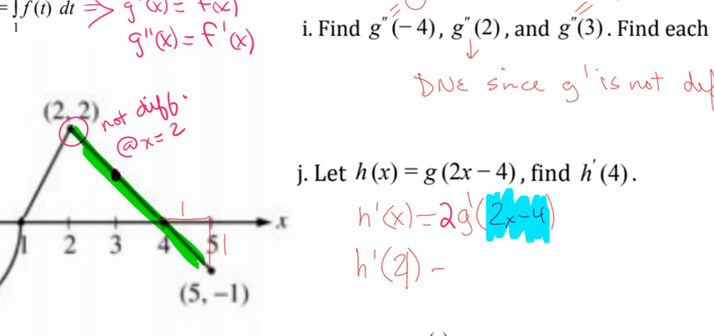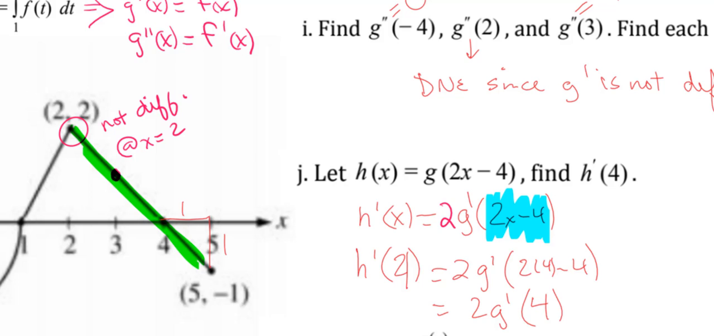When we're plugging in 4, we're going to have 2 times g prime of 2 times 4 minus 4. So that's 4 times 2 is 8 minus 4. So now we're going to have 2 times g prime of 4. And g prime of 4, well, what is g prime of 4?